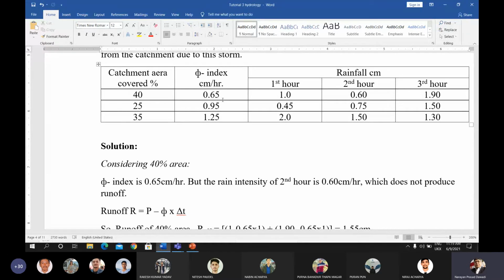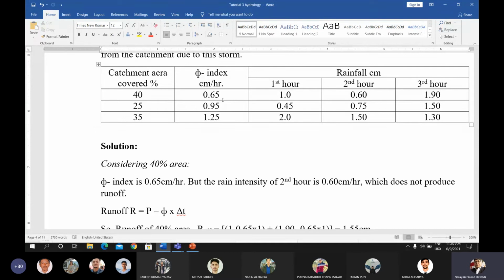Similarly, look at the 25% area. The rate of absorption is 0.95, but the precipitation rate is 0.45. That is, 0.45 centimeter of rainfall occurs in an hour, whereas the absorption depth is 0.95 centimeter per hour. That's why the rainfall is less than the infiltration rate, so all this rainfall is absorbed by the soil. So 0.45 centimeter per hour intensity does not produce runoff.